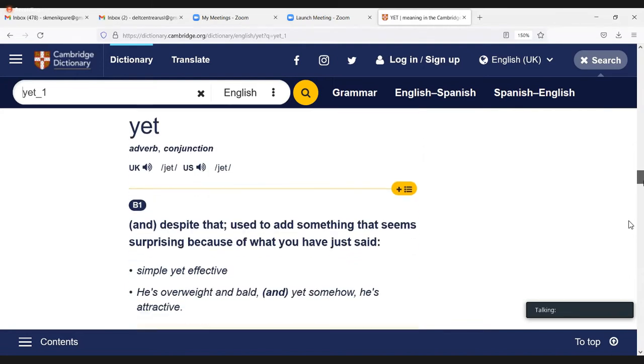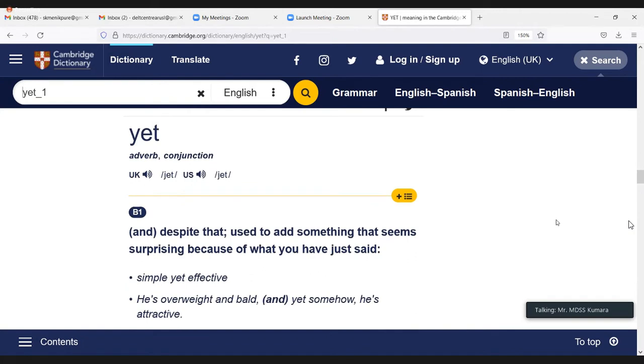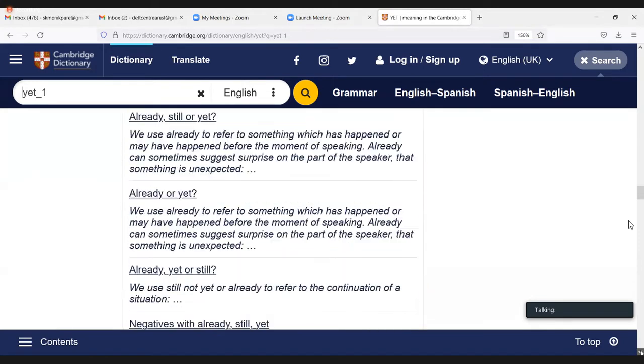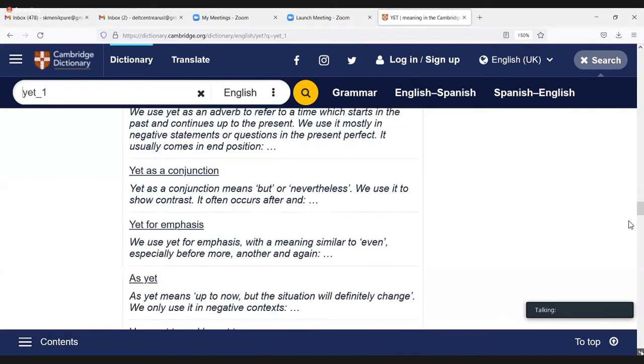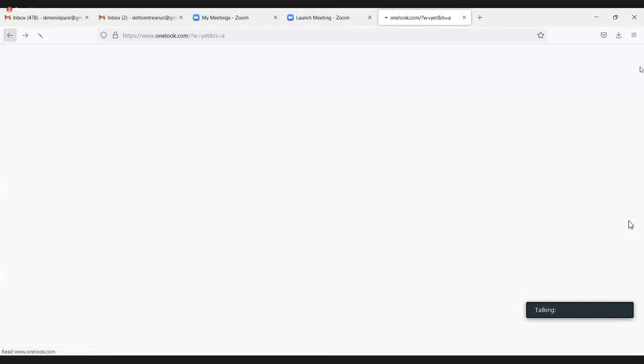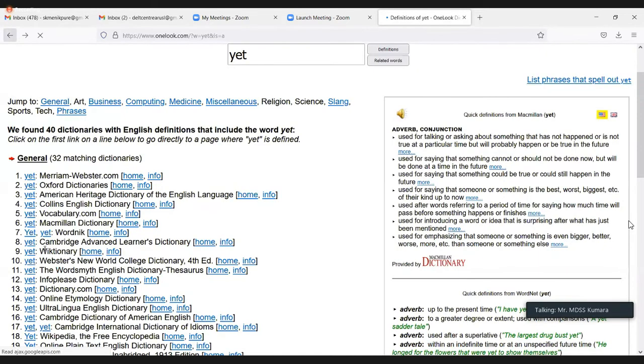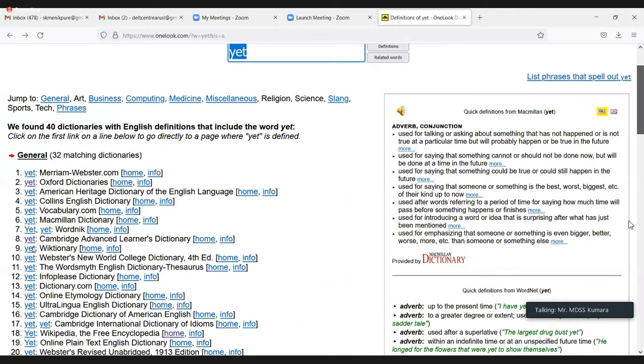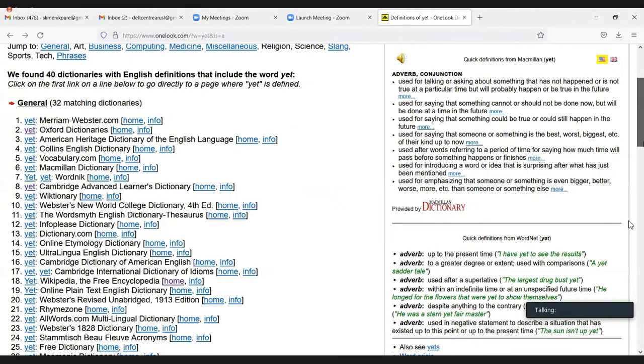It's in some other dictionary. Here it is given also with the use. As a conjunction, it means despite that. Used to add something that seems surprising because of what you have just said.